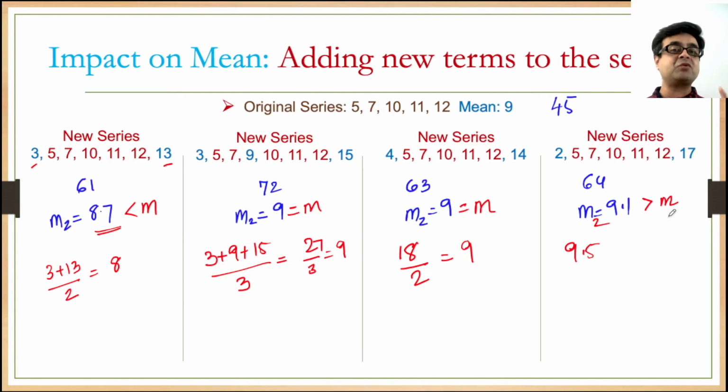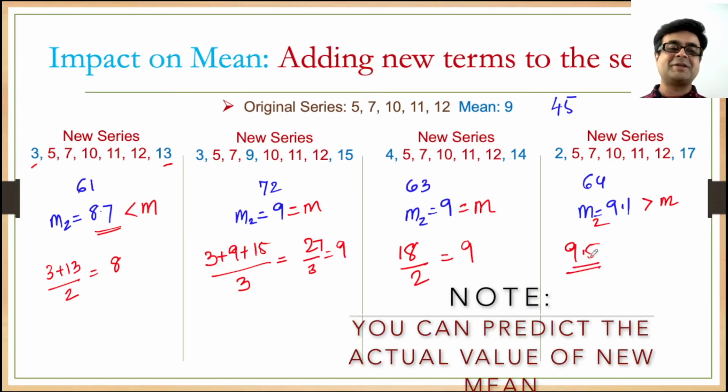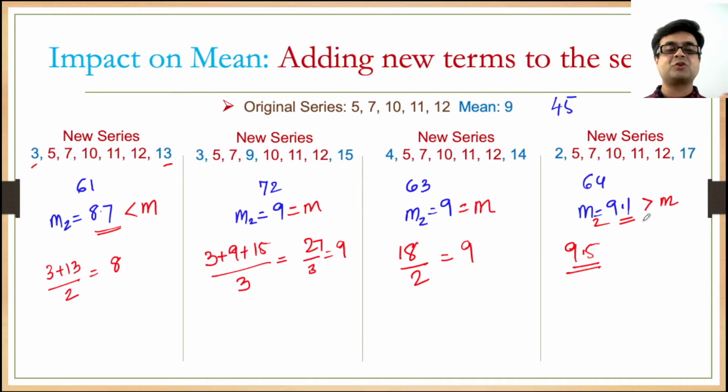However, you cannot predict what the final value of the mean would be. As you can see here, the mean of the two new numbers is actually 9.5, but my new mean is 9.1. So calculating the average of the new numbers would only give you the direction in which the mean is going. Would it go higher or lower, but not the exact value of the mean.